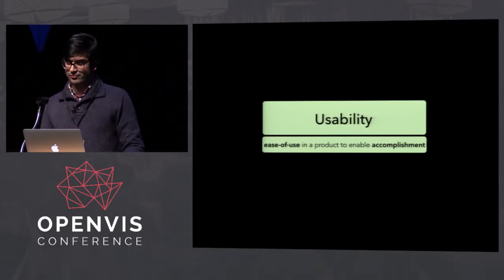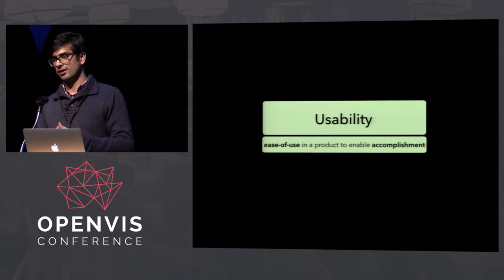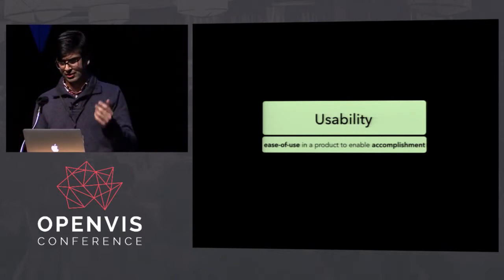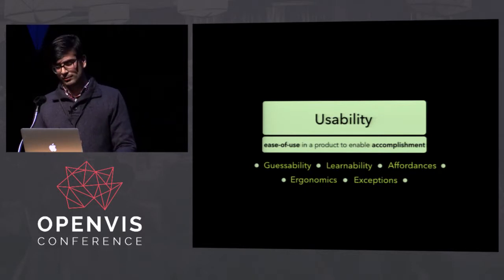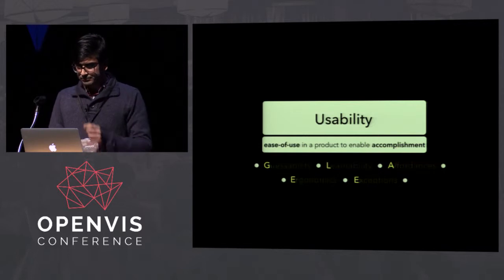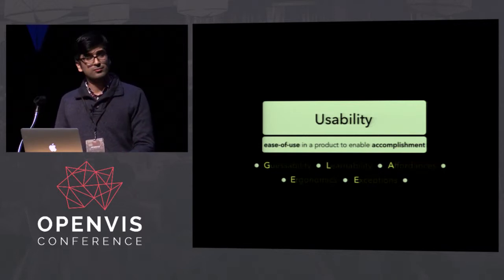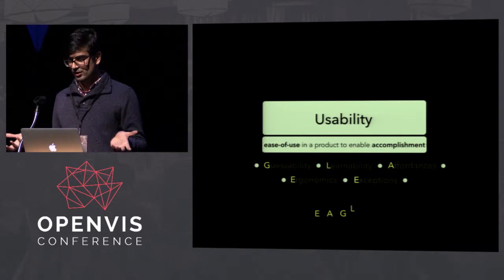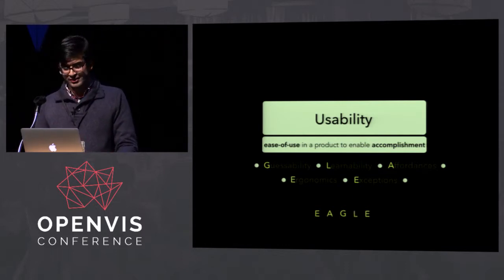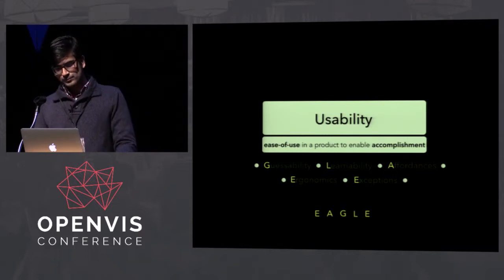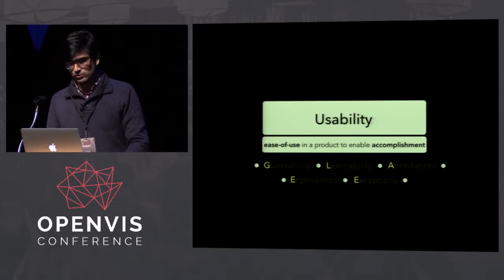But the domain of information visualization, in our experience, was different in that some of these principles got amplified over the others. I'm going to talk about some of those, which were guessability, learnability, affordances, ergonomics, and exceptions. Given how complex they sound, you would almost wish there was an abbreviation for it. There is, for people who are Scrubs fans. But let's now discuss this individually.